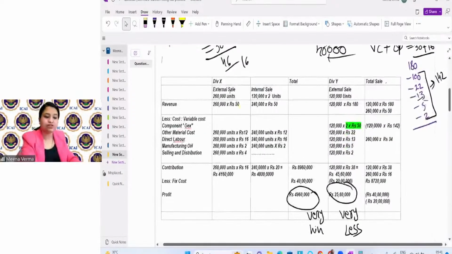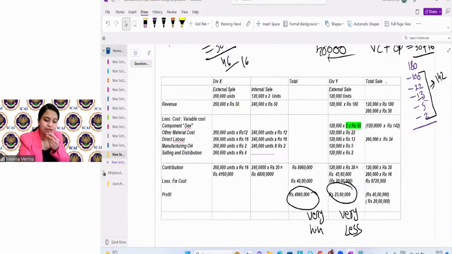है ना? And we have learned when we solve the question, we have learned that we will see the goal congruence. We will see the profitability of the entire organization. We will not just see the profitability of a particular organization. We want to see the profitability of the entire organization. All right. So this is what's happening here, and this is what you have to write it here.